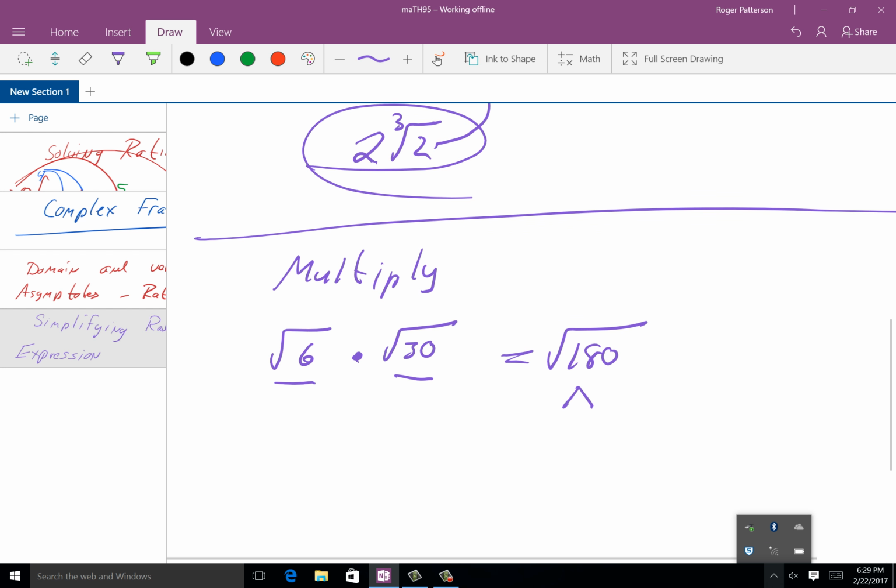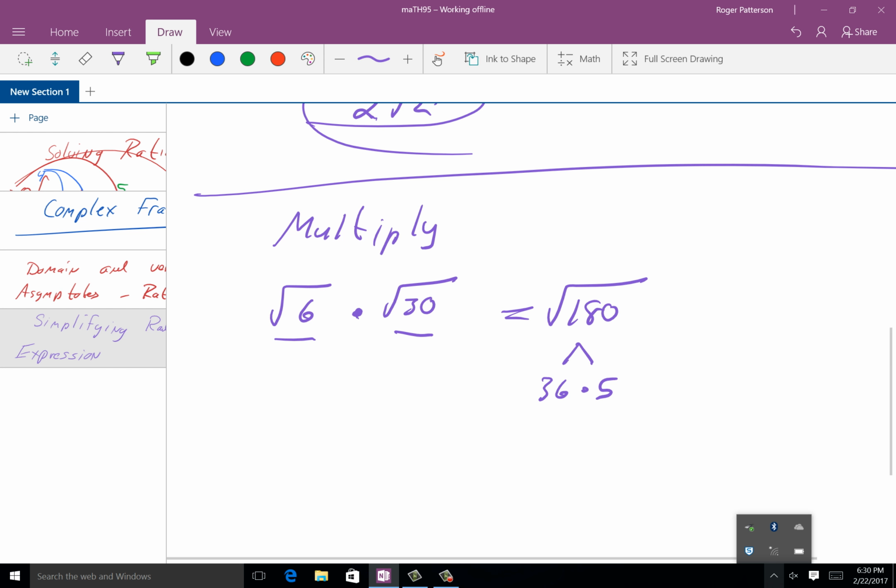25 is definitely not going to work. It would be a good guess, but it's not going to work because it's pretty 175. Did anybody try 36? 36 goes in there 5 times? Yeah. Like you're a math teacher or something. Wow. So what's the square root of 36? 6. So 6 is going to come on the outside. 5 is going to stay on the inside.